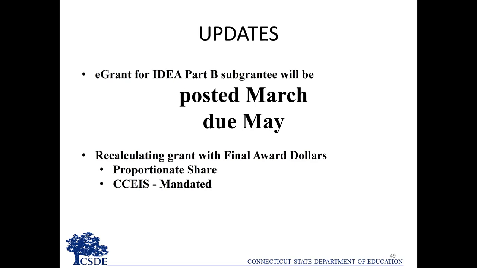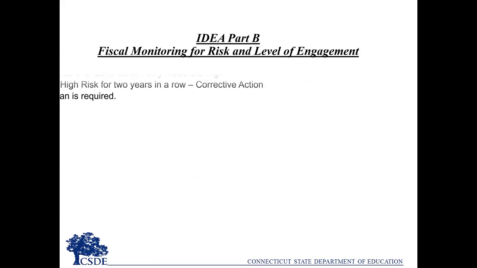Final award dollars are now in place, so we have to recalculate those numbers so that we have what the real number is. And so basically that happens sometime late, early winter, so that that deadline is in place. That's something that has to be done when it occurs.